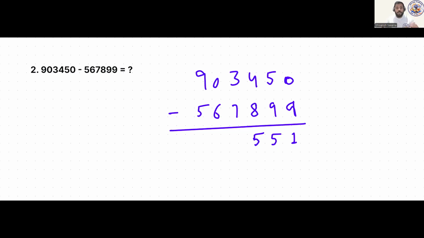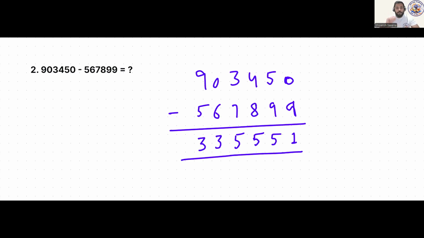Coming to the next column, 0 take away 1 is negative 1. Negative 1 take away 6 makes it negative 7. Complementary of 7 is 3. So we write down the 3 over here. Coming to the next column, I subtract 1 from 9, which makes it 8. 8 take away 5 is 3. So this is our final answer, 335,551, using Ekanyunena Purvena and Parama Mitra method.